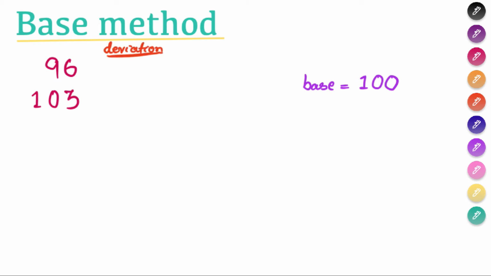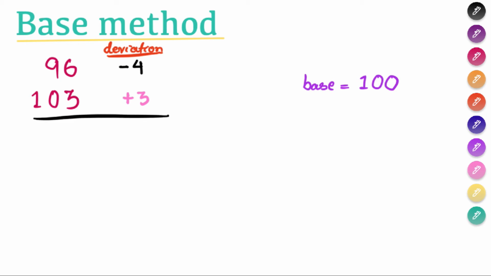100 minus 96. Okay, my bad. 100 minus 4 gives us 96. So the deviation of 96 is minus 4. 100 plus 3 gives us 103. So the deviation over here will be plus 3, because 100 plus 3 gives us 103. Okay, so the deviation is over here plus 3.